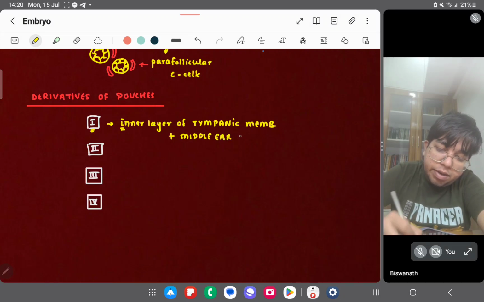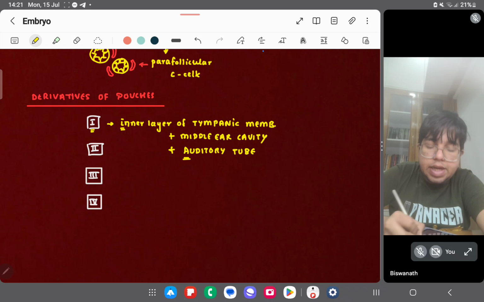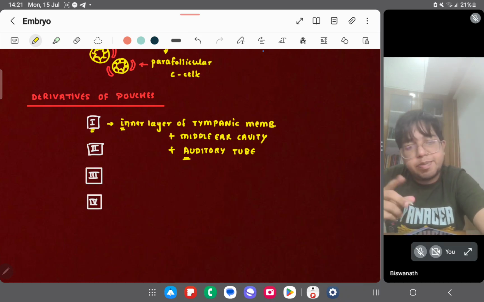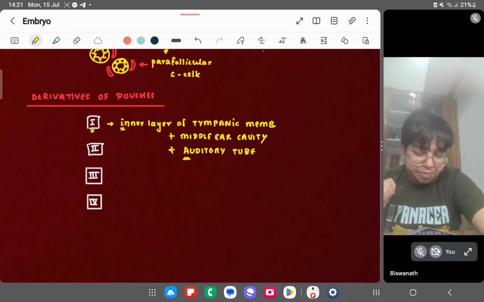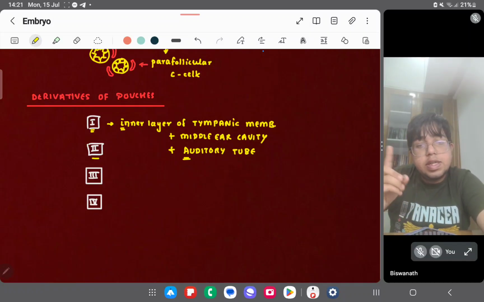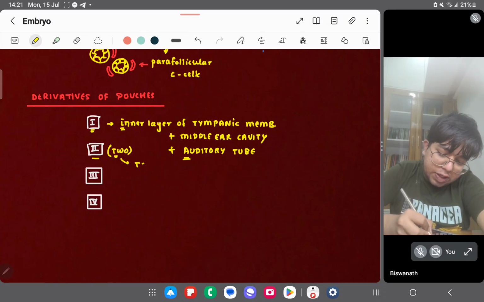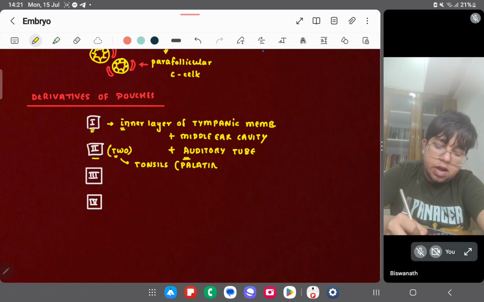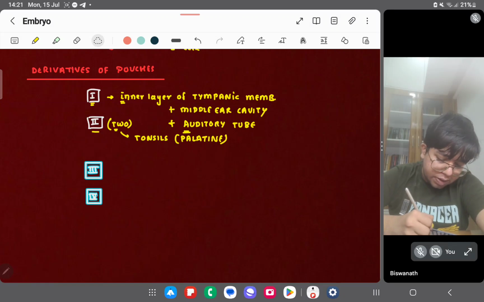and also be reminded of your auditory tube. Or you can remember like this: A. A is the first letter. First letter means first one, right? Don't get confused, right? Then second pouch. Second means two. Two for tonsils. And specifically, I'm talking about palatine tonsils. So the second pouch gives rise to your palatine tonsils, right?